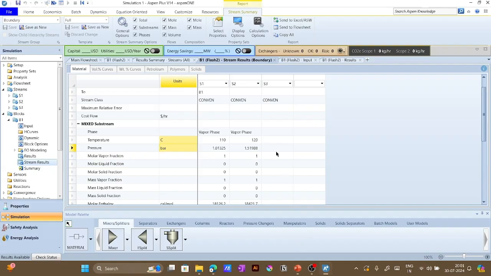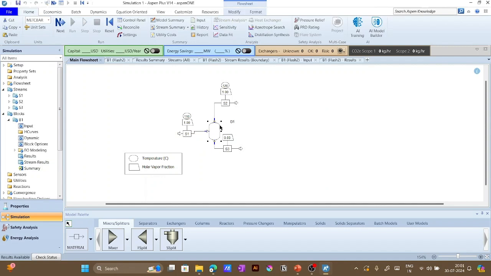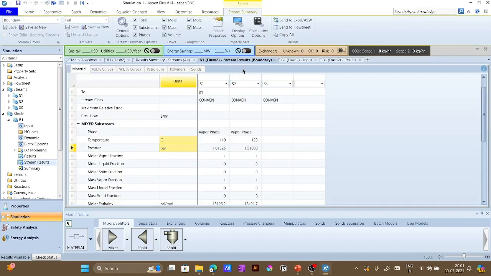So what does this indicate? Can any one of you guess? So this shows that 120 degrees centigrade is way above the dew point of the system, the dew point of your mixture. Thus you don't have any liquid product present in the system, right? If you see the stream, everything is converted to vapor, and your temperature is 120 degrees centigrade. So what is dew point? Dew point is the temperature where you will get the first liquid droplet, right? So your 120 degrees centigrade is way above it.